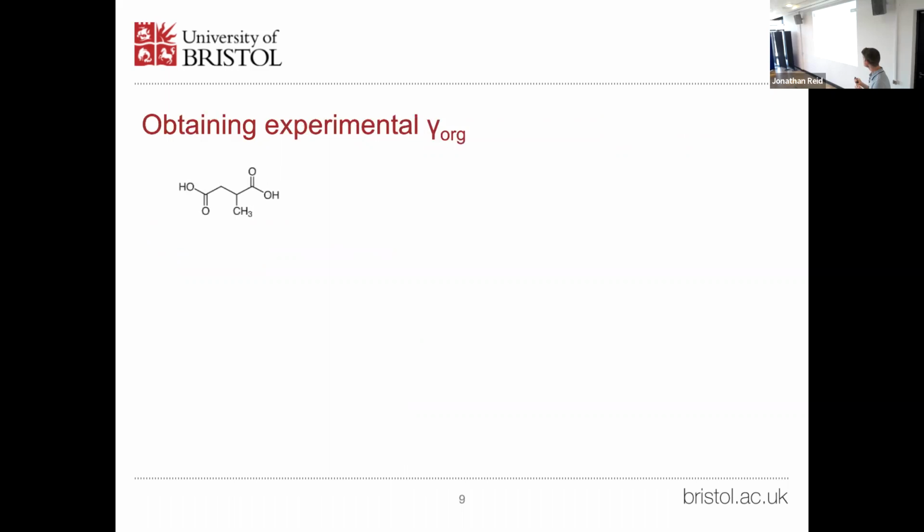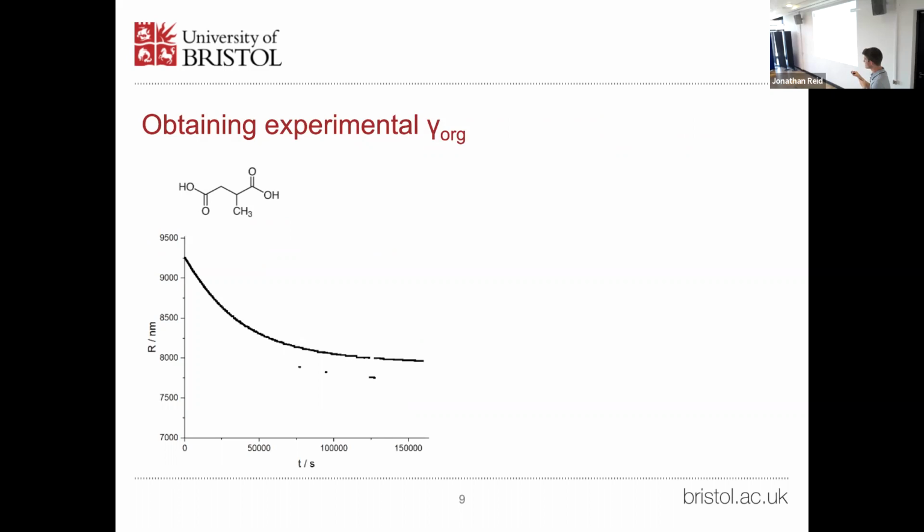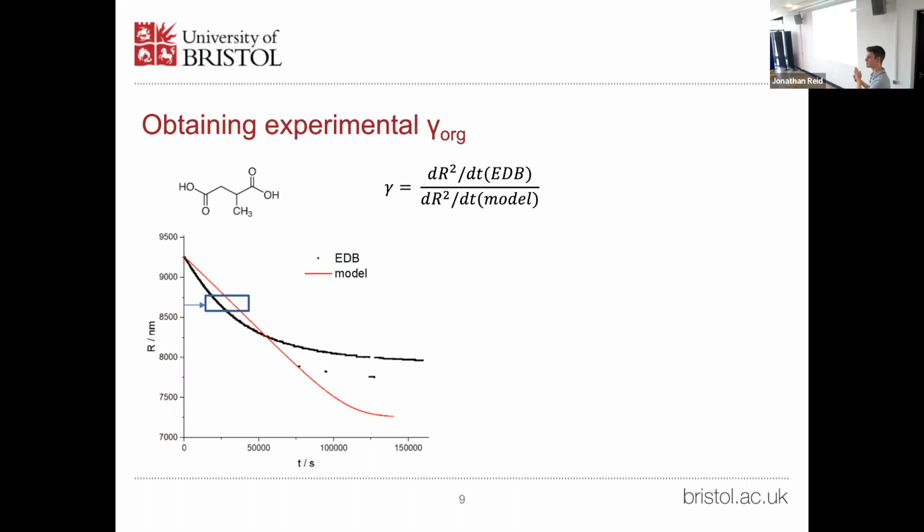So then to calculate the activity coefficient of the organic, we can simply take our experimental data, which we've got from the EDB here, and overlay our model data. And then for every single radius, we can convert that radius into a mole fraction, and then use this little equation here to give us our activity coefficient for that mole fraction. And that allows us to generate a plot of activity coefficient on the y-axis versus mole fraction on the x-axis. So then we're looking at how the composition changes. How does that affect the degree to which the two compounds are interacting with each other?